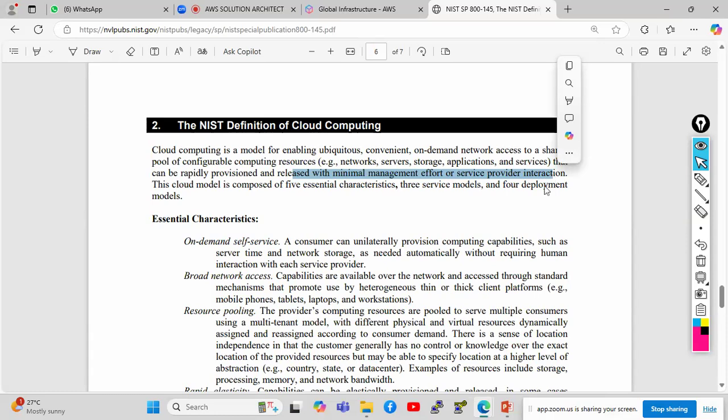Okay, so this is the definition. Now I'm coming here. Ubiquitous means, like, anybody knows what this means? Ubiquitous means anywhere, in any part of the globe, a convenient, easy, on-demand network. That means anywhere in the globe, anytime you want to have the resources, they should be available to you. So that is the meaning of the first line.